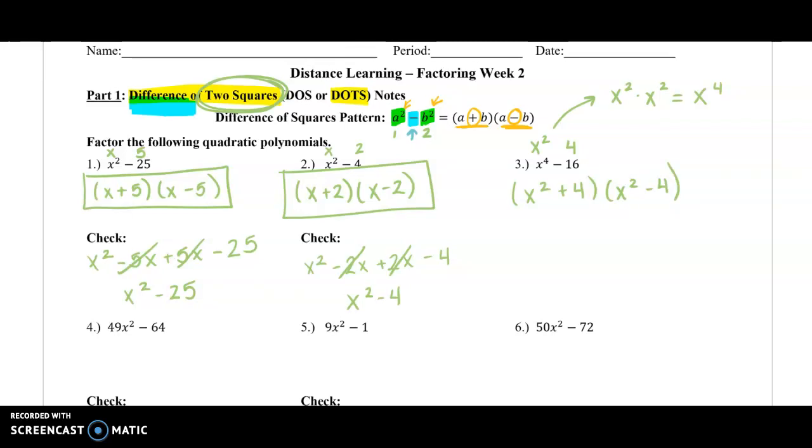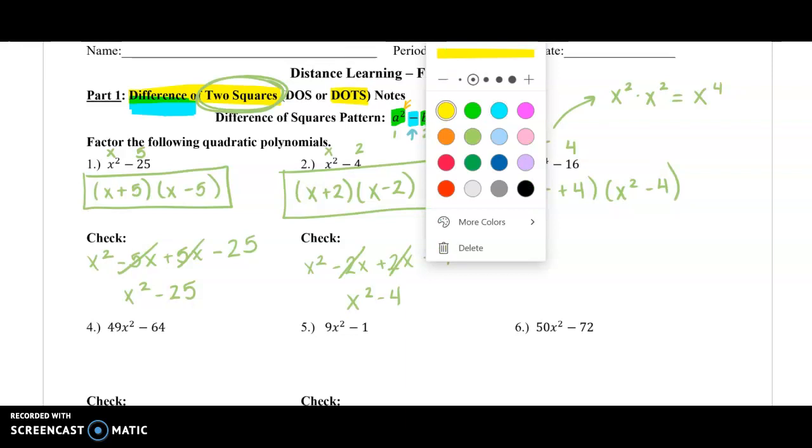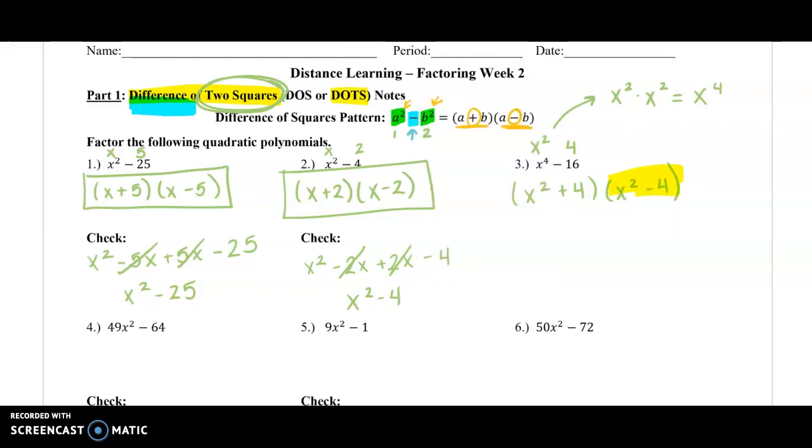Okay? But I want you to notice something. Look right here at x squared minus 4. If you notice, x squared is a perfect square, square root x. 4 is a perfect square, square root 2. We just saw this exact problem in number 2. So sometimes when you go to do dots, you can actually do dots a second time.